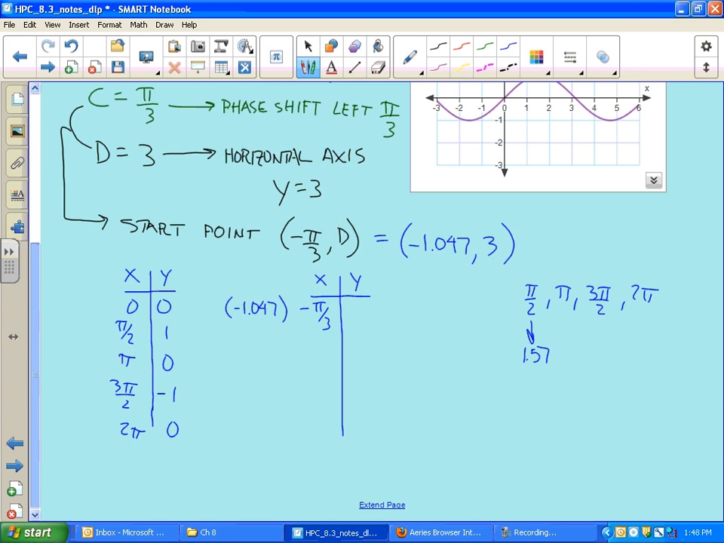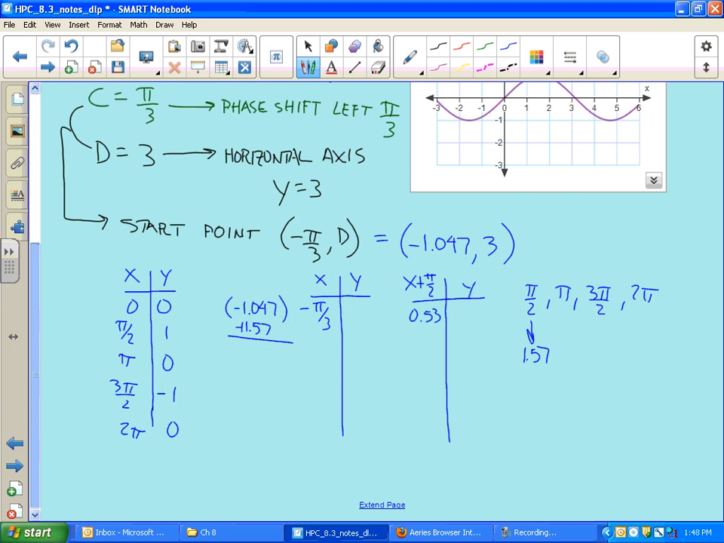So if I did that, if I had negative 1.047, and I added to it 1.57, I'm going to get what? 0.53. Is that right? So 0.53 would be where I would end up for my new graph. We're going to add pi over 2 to each of our original parent functions.